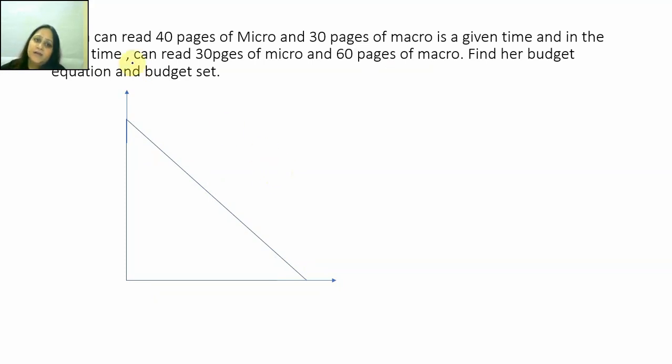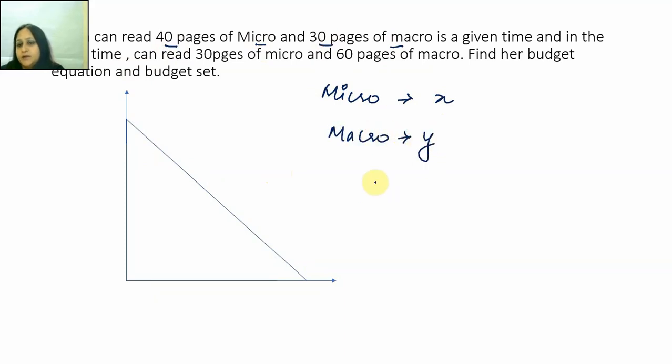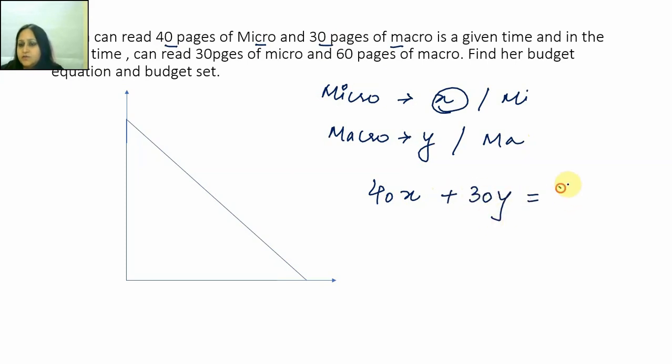The next question. Nana can read 40 pages of micro and 30 pages of macro. Let's say micro is X and macro is Y. Then 40 pages of X. This X is the time taken per page of micro. Y is the time taken per page of macro. Right? So 40x plus 30y is equal to 30x plus 60y. We have to find her budget set. And this entire thing is equal to a certain amount of minutes that she has available, the total time she has available, which is t, right?